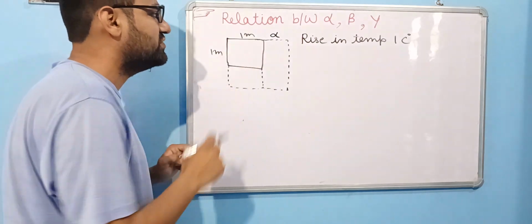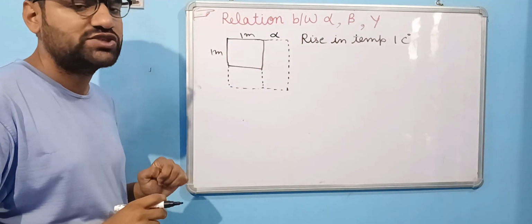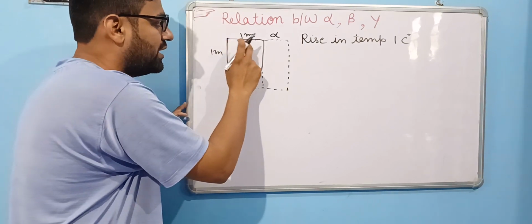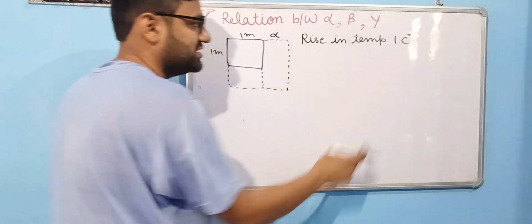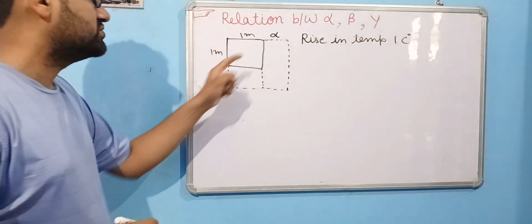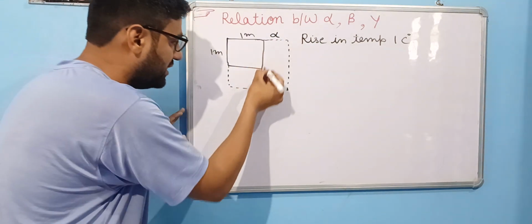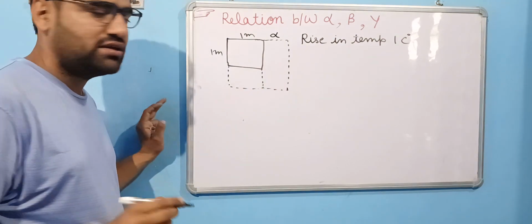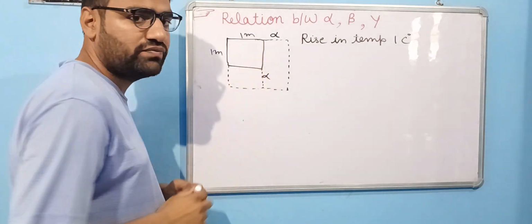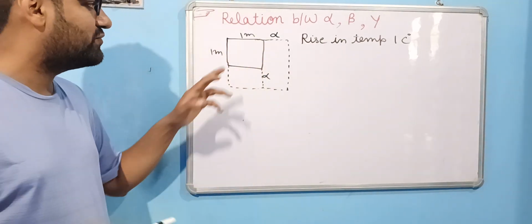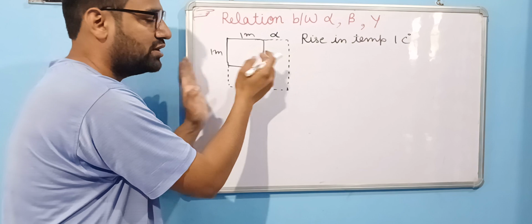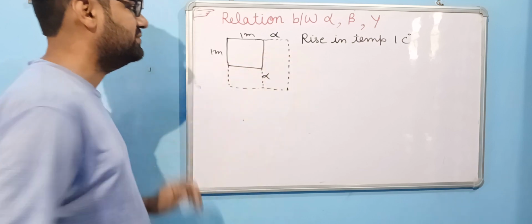We define this expansion in length by alpha. Why? Because in the previous video we have seen that alpha is the thermal coefficient of linear expansion. When we take a 1 meter rod and raise its temperature by 1 degree Celsius, the increase in length is denoted by alpha. So this expansion is alpha, and this expansion in breadth will also be alpha. The expansion will actually be from both sides, but for convenience, we have taken all the expansion on this side.